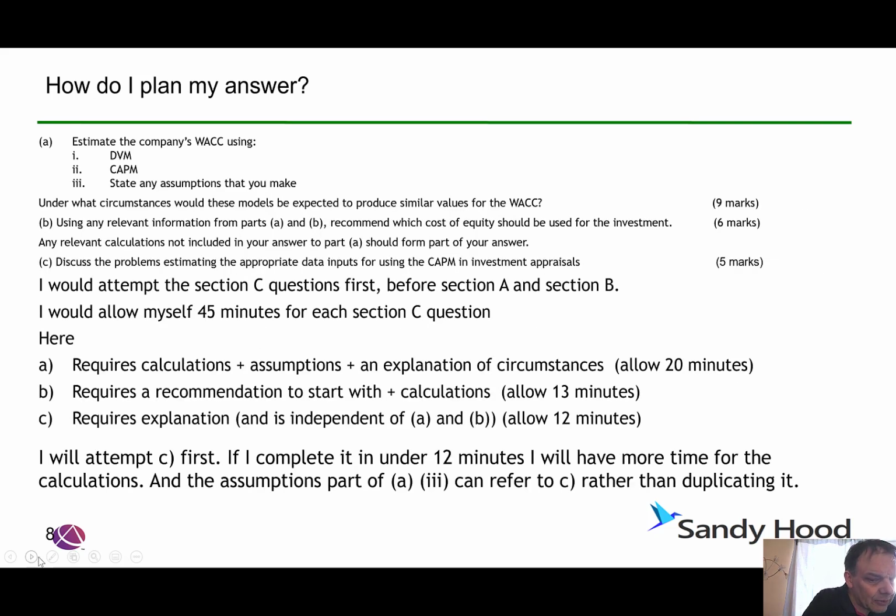But I would be inclined to attempt part C first, because if I can complete it in under 12 minutes, then I've got time that I can then add to the times that I've allocated to part A and part B. And I've noticed that this discuss the problems estimating the appropriate data inputs for using the capital asset pricing model, which is the question in C. If I was just taking it task by task, I could have overrun on part A when it's asking me for the assumptions that I would be making under the capital asset pricing approach as well. So it just helps me to know not to duplicate. If I was to duplicate, I would only earn the marks once. So by planning for the whole question, I'm not going to get caught out like that.